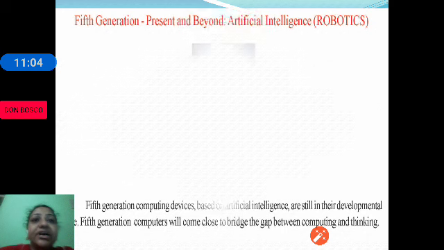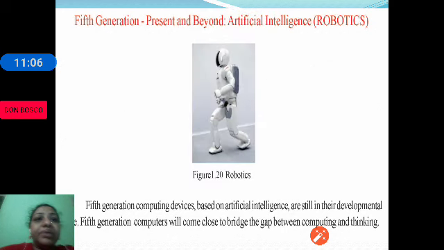Next comes the fifth generation, present and beyond. The fifth generation computers are based on artificial intelligence. They are still under development. Fifth generation computers will come close to bridging the gap between computing and thinking. They might use artificial intelligence and robotics.